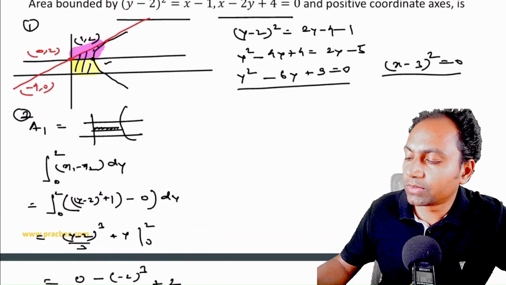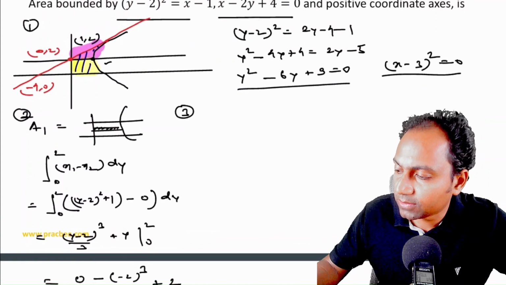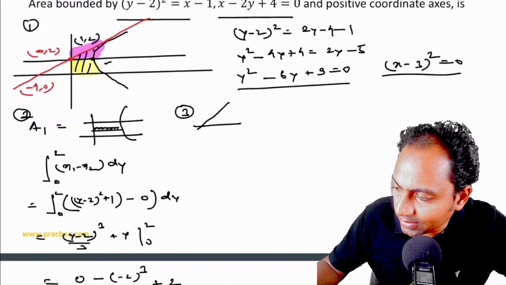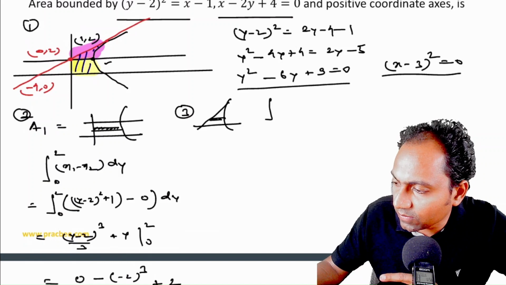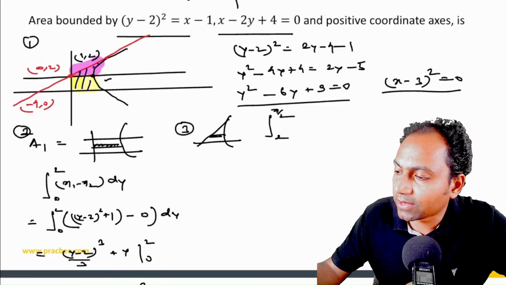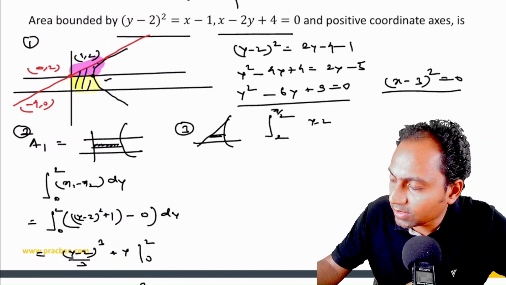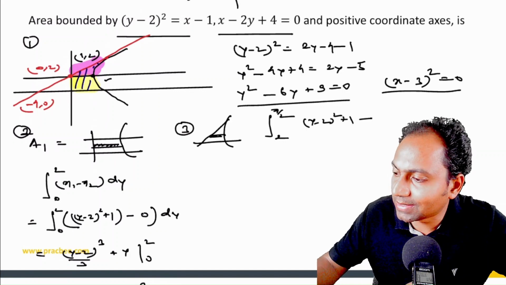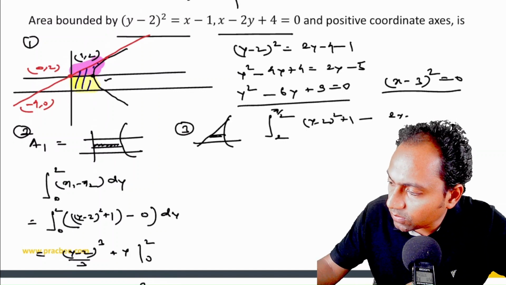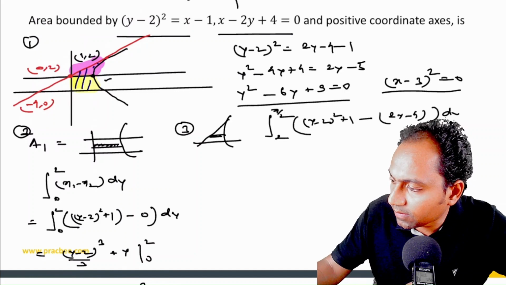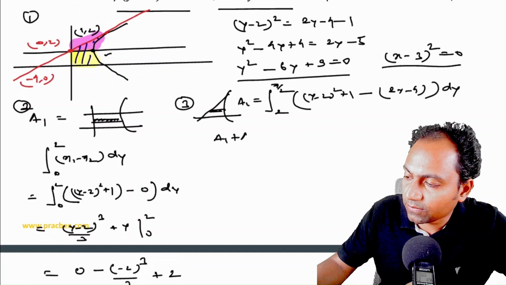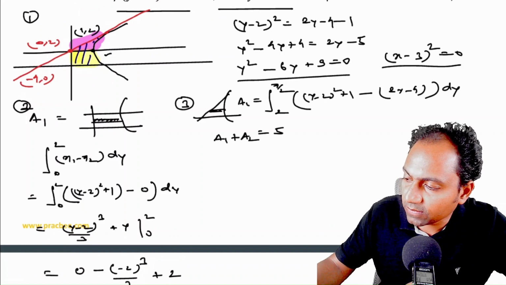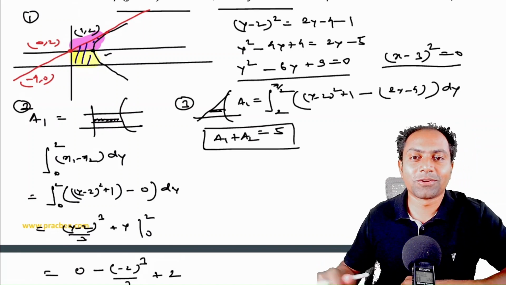If I want to do the second part, I will have to find this other area. For finding this area also, we will again take a horizontal element only. Now here the variation will happen by subtracting the y coordinates. You can see that the higher y coordinate is with this part, so it becomes (y minus 2) whole square plus 1 minus (2y minus 4), dy. We'll find the value of A2 from here. Once you have the value of A1, if you add it to A2, the answer that you get is 5. This is the technique to solve this kind of question.